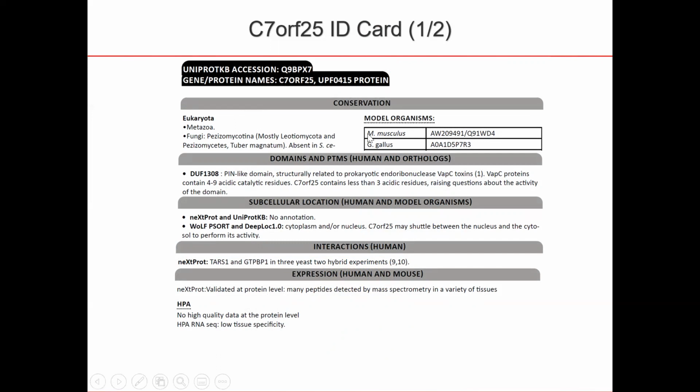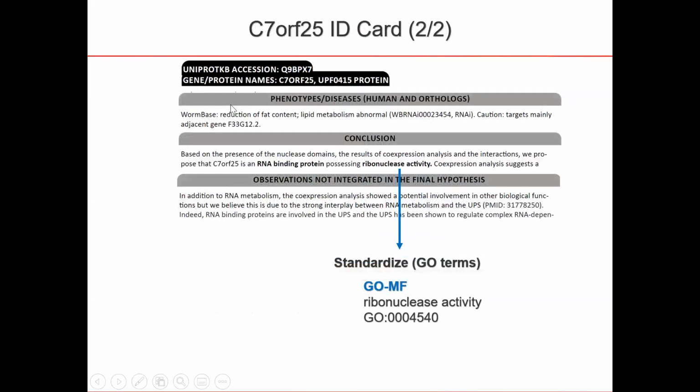So they will look at the conservation across species. They will look at domains and PTMs. They will look at where in the cell the protein is located, what other proteins it interacts with, where it is expressed, and also what phenotypes and diseases are associated with this protein. And they will come to a conclusion and propose a hypothesis. So in this case, the students proposed that this entry had ribonuclease activity. And this is the GO molecular function term, ribonuclease activity, for this entry.